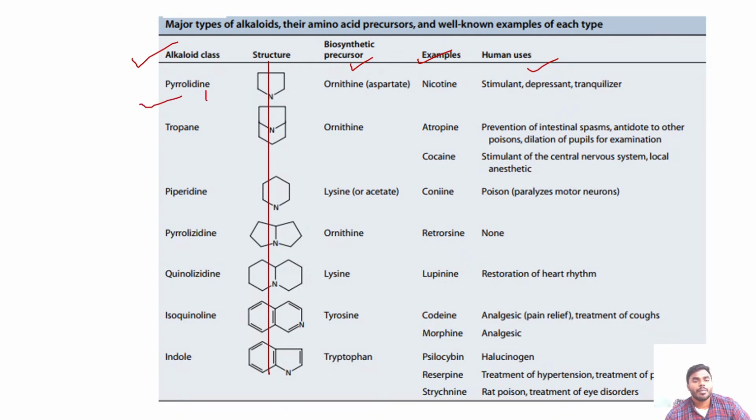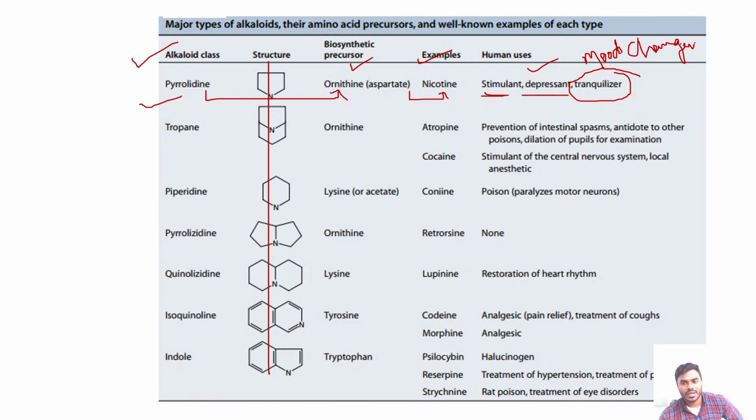Pyrrolidine alkaloid, using ornithine as its precursor, gives rise to nicotine. I told you, friends, what is the specialty of nicotine? When you take nicotine at low doses, follow me, friends, it can act as a stimulant. When you take it at high doses, it can act as a depressant. At the same time, nicotine can act as a tranquilizer. What is that? Mood changer. For example, when a particular person smokes one cigarette, he or she feels relaxed. So that's what we call a mood changer.